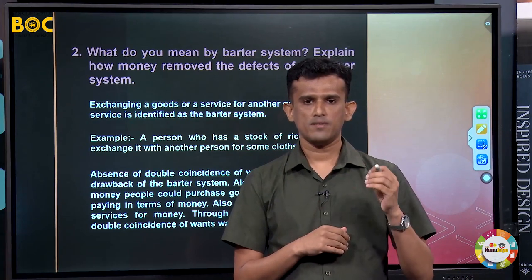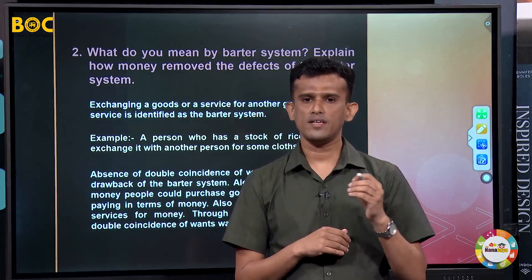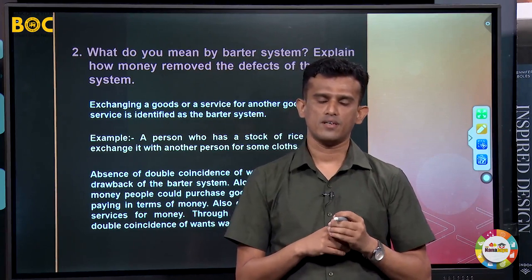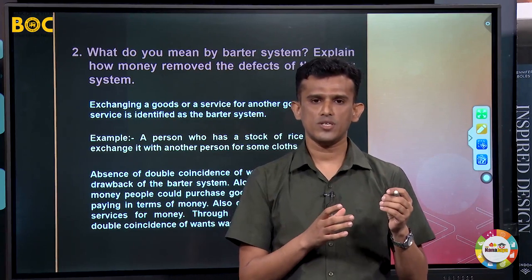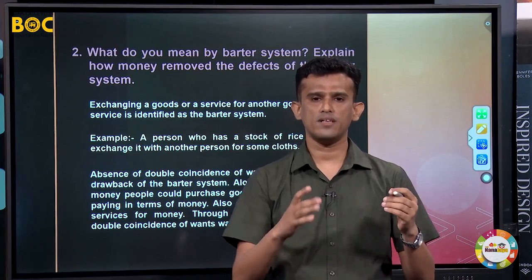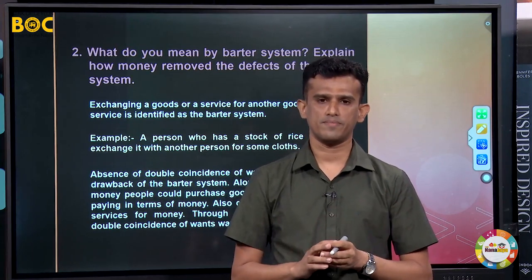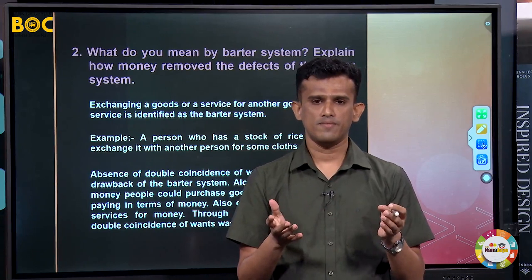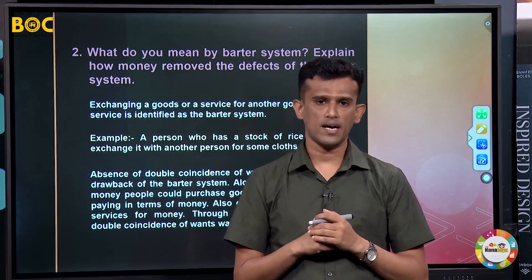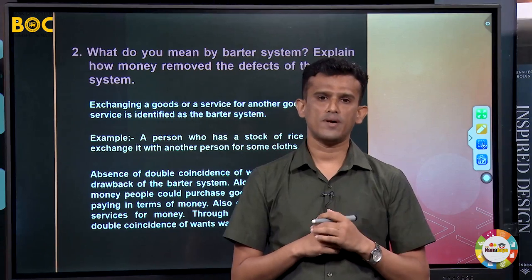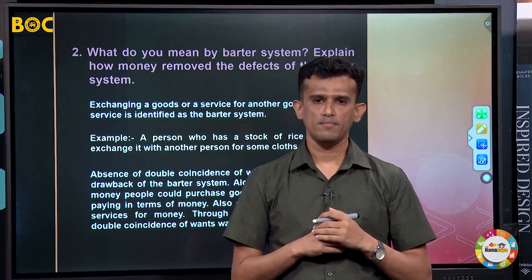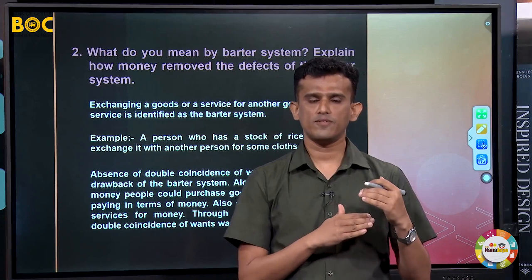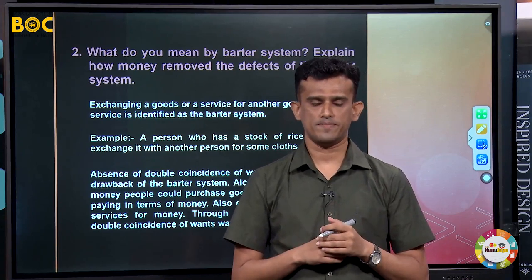When one person measures the value of a table in terms of jars, another person may measure the value of the same table in terms of some rice. So there is no common measure of value when there is nothing called money. But along with the usage of money, people could express the value of goods and services in terms of money.